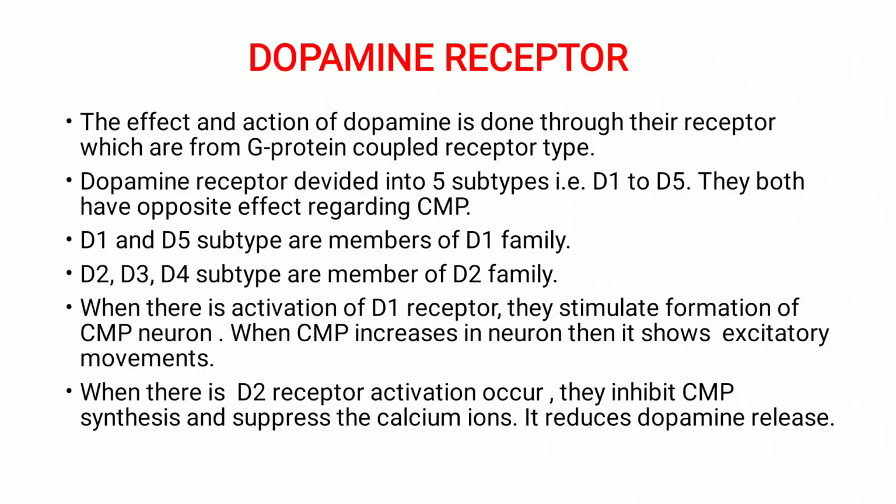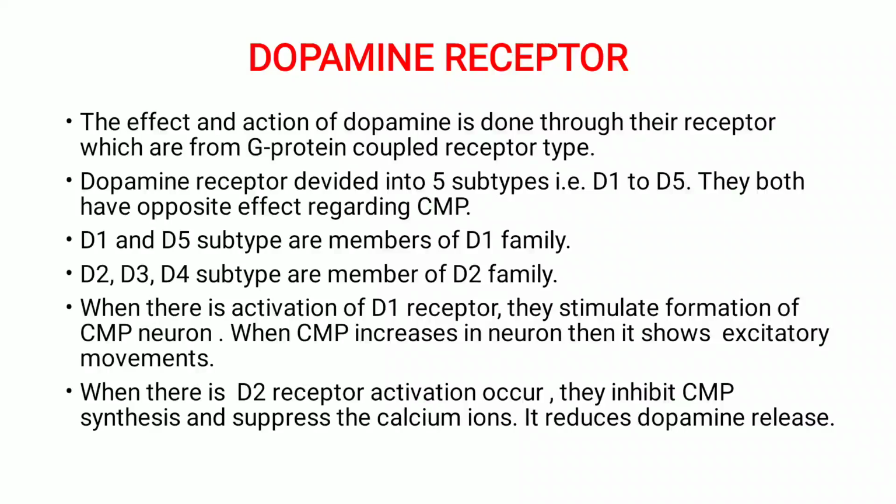Now dopamine receptors. The effect and action of dopamine is done through its receptors, which are of the G protein coupled receptor type. Dopamine receptors are divided into five subtypes, that is D1 to D5. They have opposite effects regarding cAMP. D1 and D5 subtypes are members of the D1 family. D2, D3, D4 subtypes are members of the D2 family.